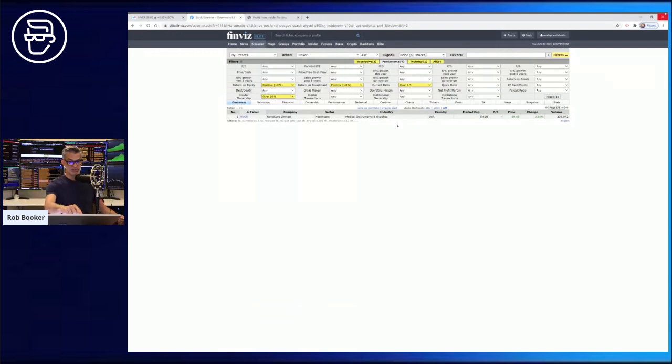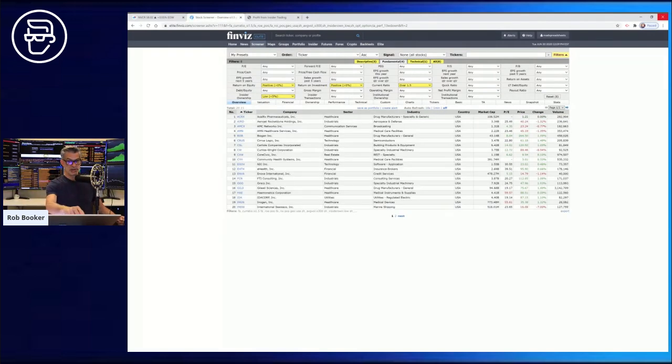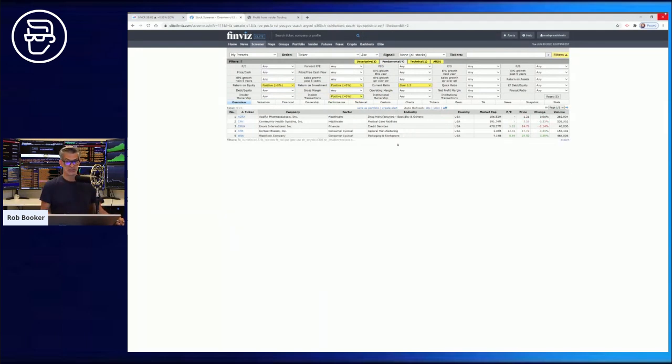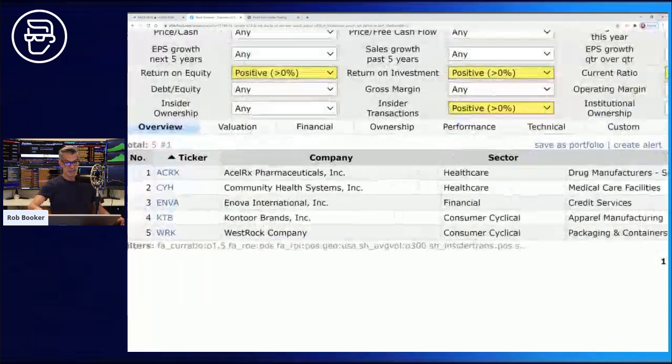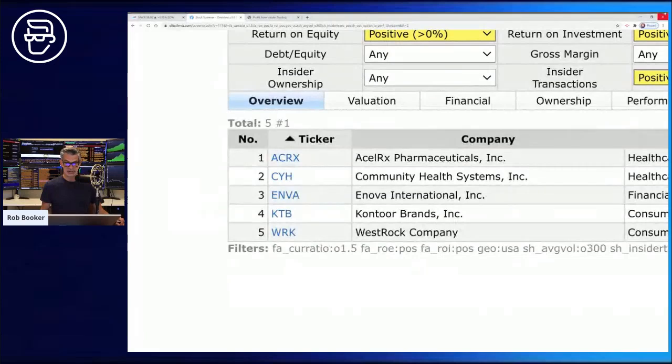So let's get rid of that criteria. We don't care about that insider ownership. Maybe insider transactions. There we go. Now we have 5 stocks that meet all this criteria that we've talked about, and we have insider transactions that are positive. ACRX, CYH, ENVA, KTB, and WRK.